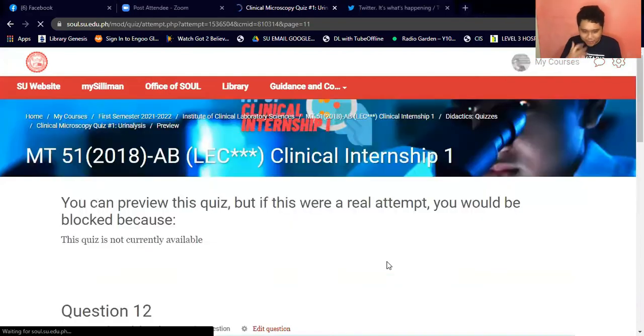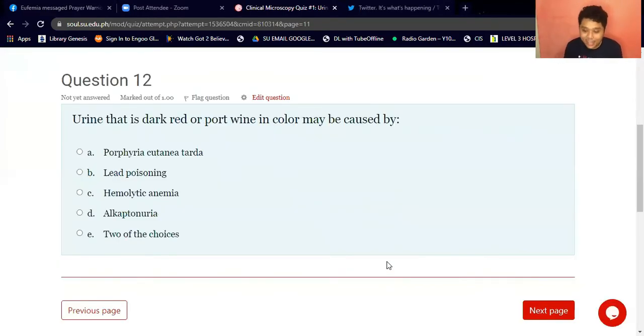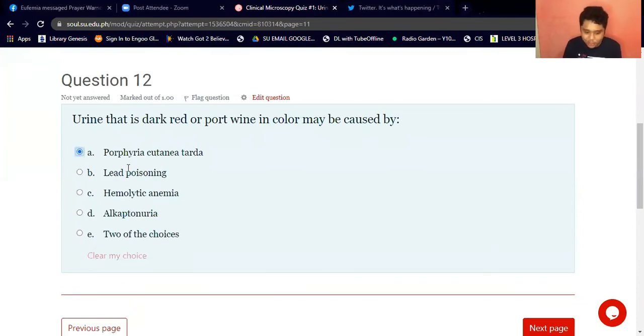Next, question number 12. Urine that is dark red or port wine in color. Whenever it's port wine, the cause is porphyria cutanea tarda. Take note, lead poisoning, although it can affect porphyrin metabolism, has a characteristic urine that is colorless. The urine doesn't change. That's according to Henry. I already mentioned in our metabolic disorders discussion that in lead poisoning the urine is colorless. But whenever it's port wine, you have porphyria cutanea tarda. Okay, alright.